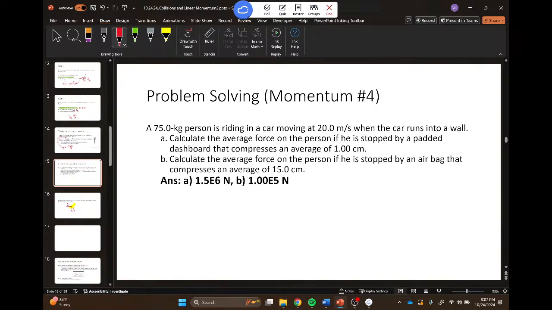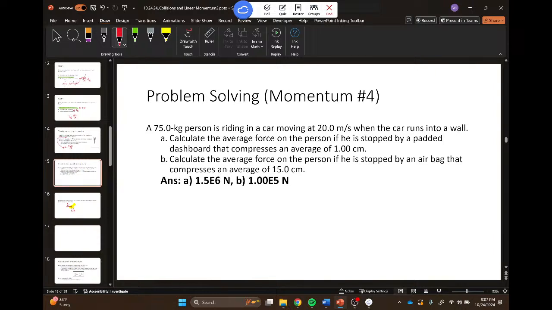Okay. A 75 kilogram person is riding in a car moving at 20 meters per second when the car runs into a wall. Calculate the average force on the person if he is stopped by a padded dashboard that compresses an average of 1 centimeter, and then do the calculation if instead they're stopped by an airbag that compresses 15 centimeters. I'm going to tell you, you can see the answers here.